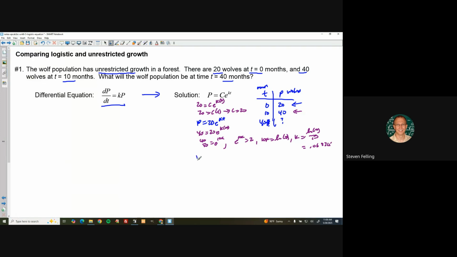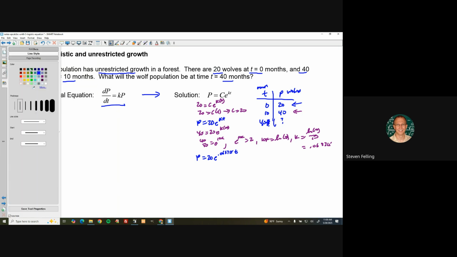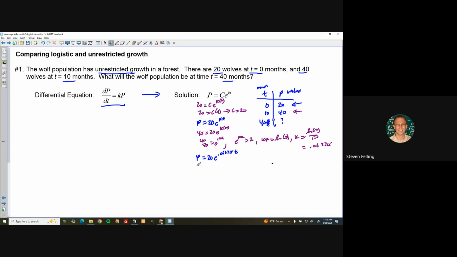Now I have my model. P is 20e to the 0.069315t. Now I should be able to plug in a population and find the time, or a time and find the population. So to answer their question, they wanted the population at 40 months, so we can just plug 40 into the time: 20e to the 0.069315 times 40, and that turns out to be 92.674 wolves.